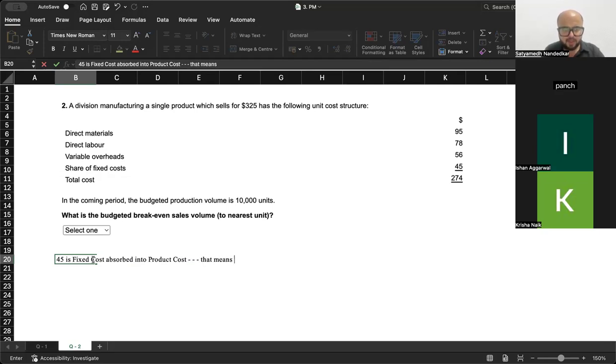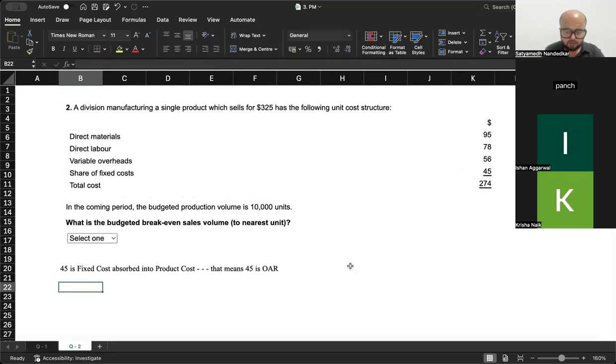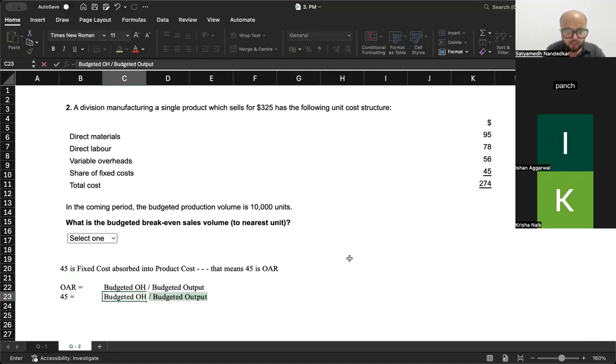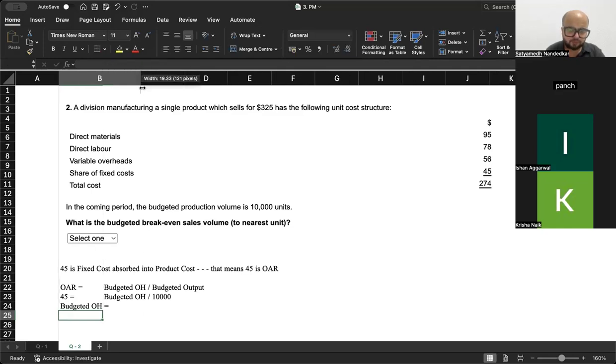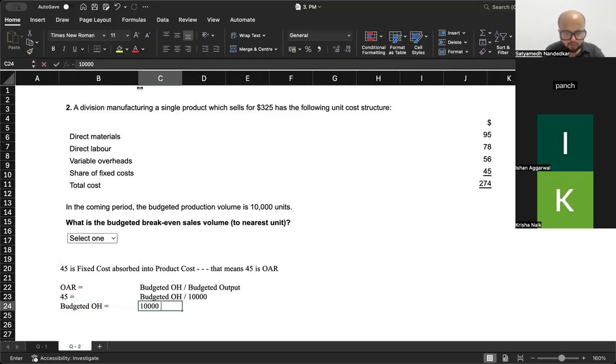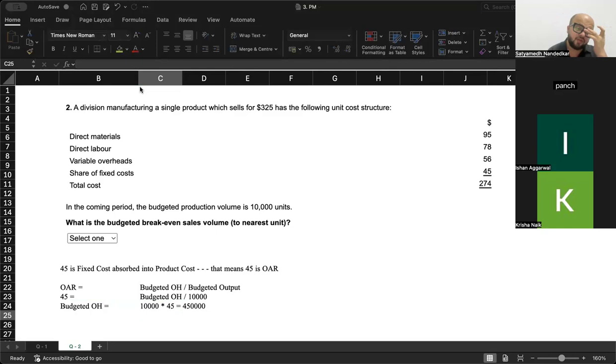Can I say that means 45 is the overhead absorption rate? Does that make sense? OAR, what is OAR? OAR is budgeted overheads upon budgeted output, correct? OAR of 45 is equal to what is total budgeted overheads? We don't know. In fact, that is what we want to find out. But budgeted output is 10,000 units. So, how much will budgeted overheads be? 10,000 into 45. That is 4,50,000. This is your budgeted fixed overhead.